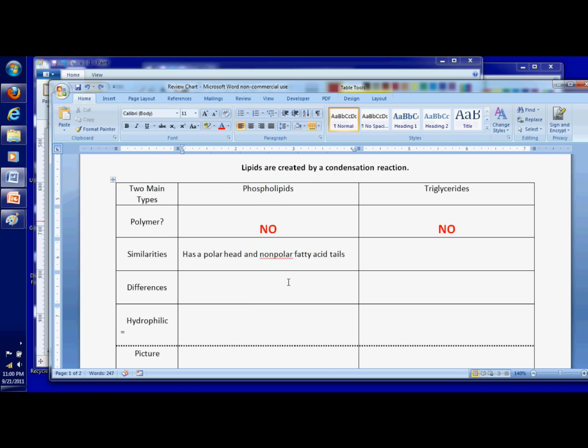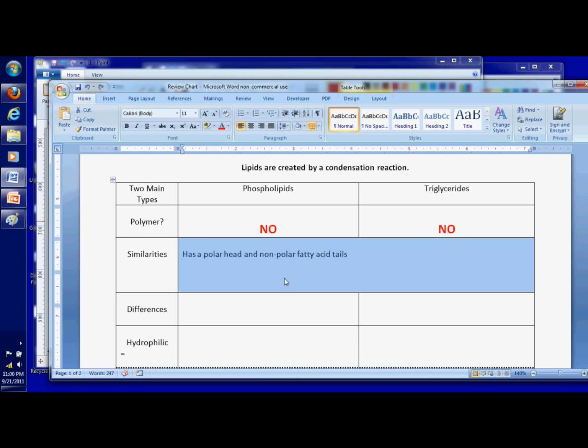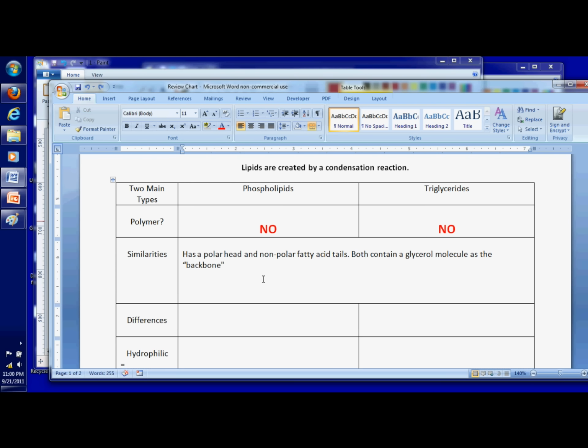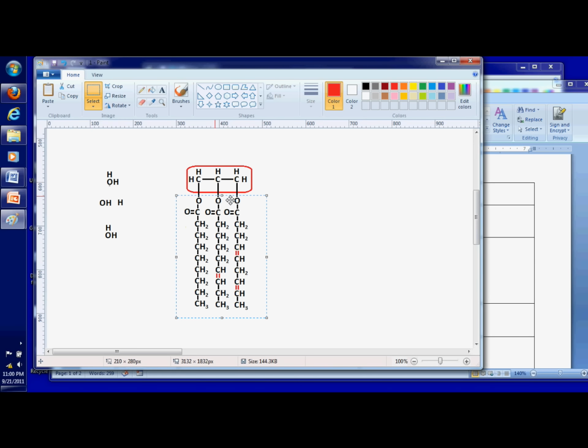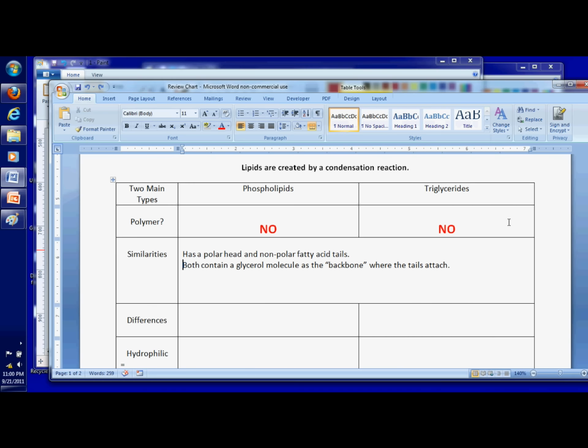So similarities between these 2 guys. A phospholipid has a polar head and non-polar fatty acid tails. They both contain a glycerol molecule as the backbone. That's where the tails attach. That's what you saw here. Similar thing going on with the phospholipid. There's a glycerol backbone, and that's where the fatty acid tails attach.